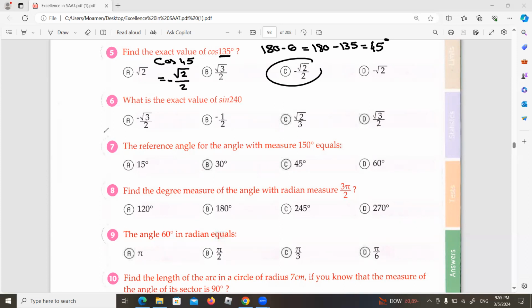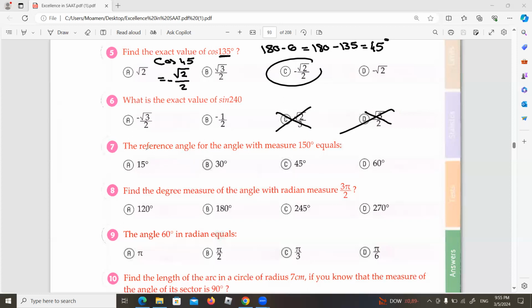We're going to number 6. The same. What is the exact value for sine 240? From the beginning, focus with me. Pay attention please. I'm working here in the third quad. In the third quad, only tan is positive. So the result must be negative. So I ignore this and I ignore this.